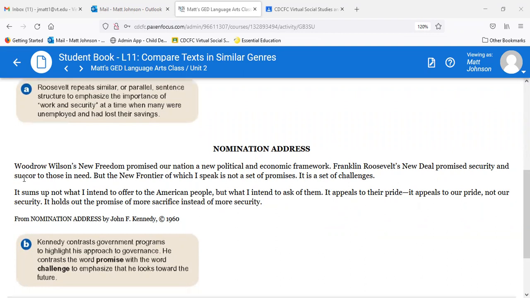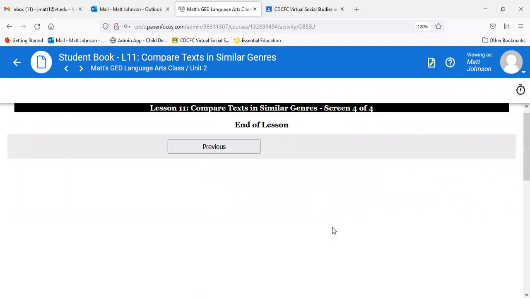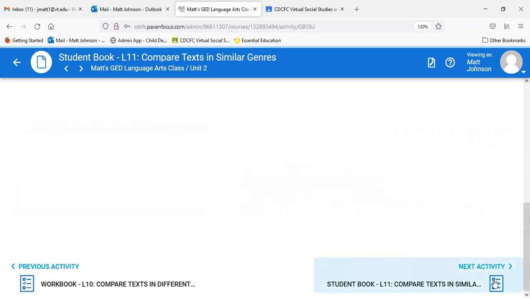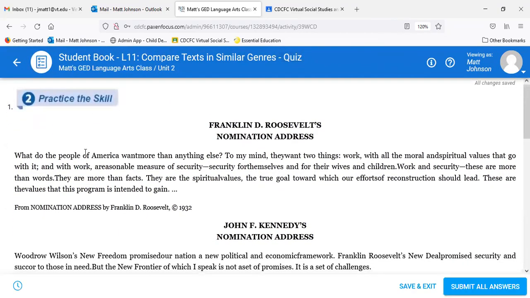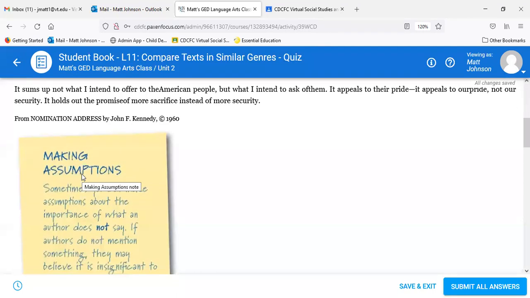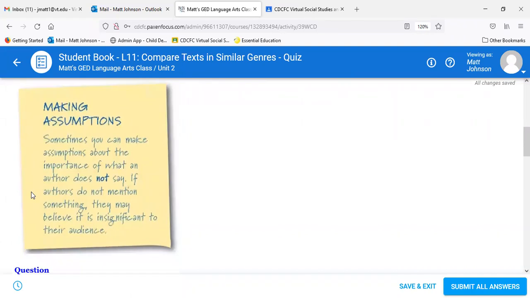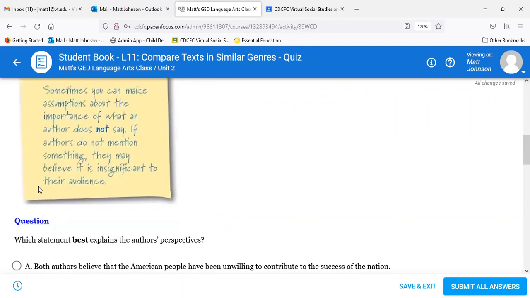Okay, so let's take a look here at the quiz. Sometimes you can make assumptions about the importance of what an author does not say. If authors do not mention something, they may believe it is significant to their audience, or insignificant to their audience. If they're not formalizing something in words, if they're not communicating it, it must not be significant. That's an assumption you can make.